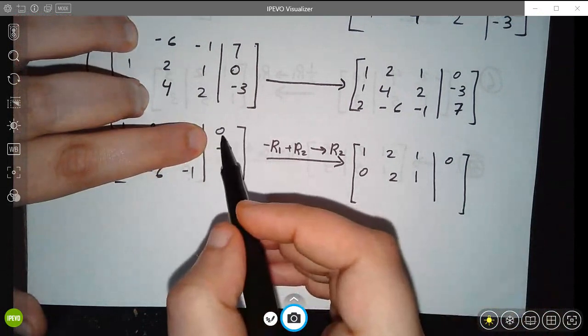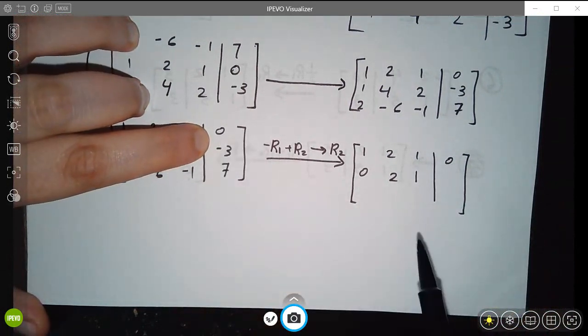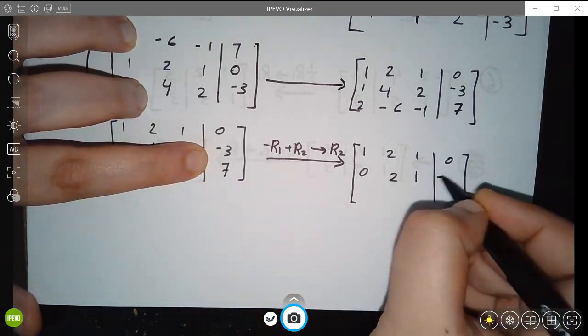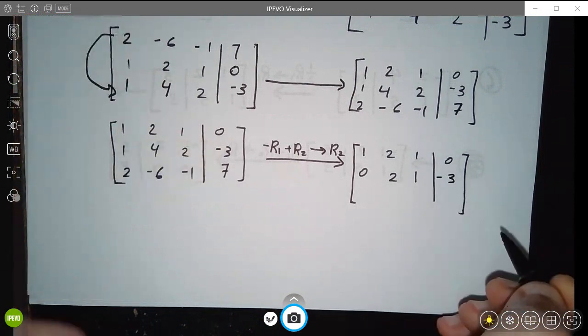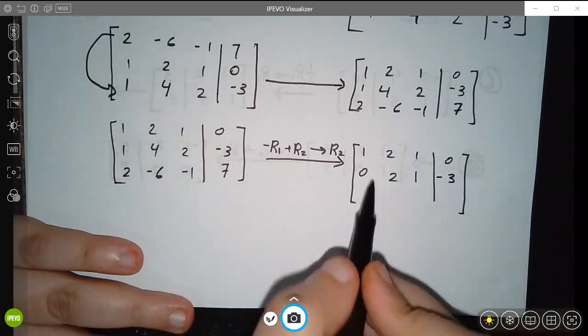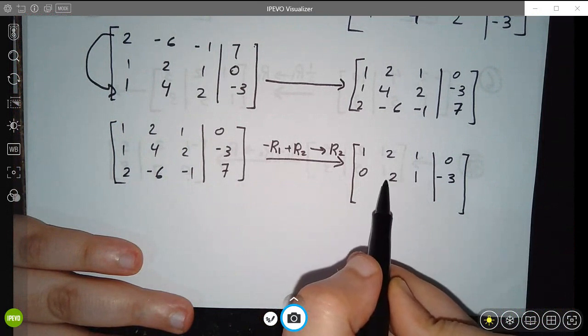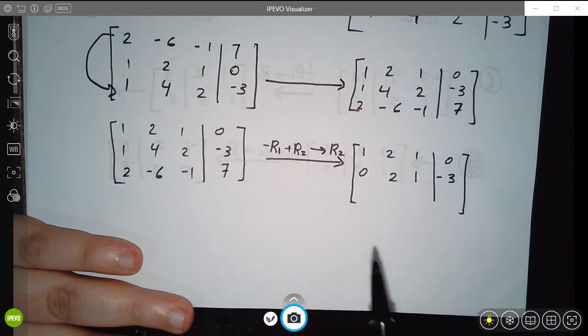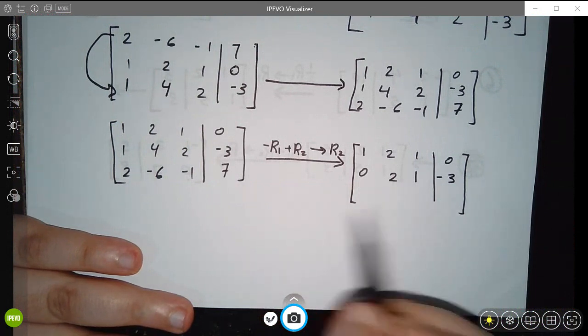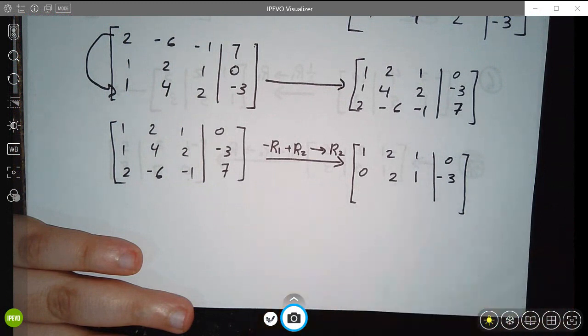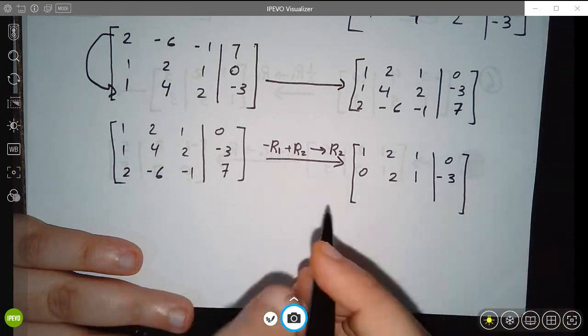And lastly, you do the answers. Negative 0 is still 0. Plus negative 3, the answer is still negative 3. Yeah, so I got a 0 here. This became a 2, so even smaller. So we're getting there. Yeah. Now, let's do row 3. I'm going to do another operation.